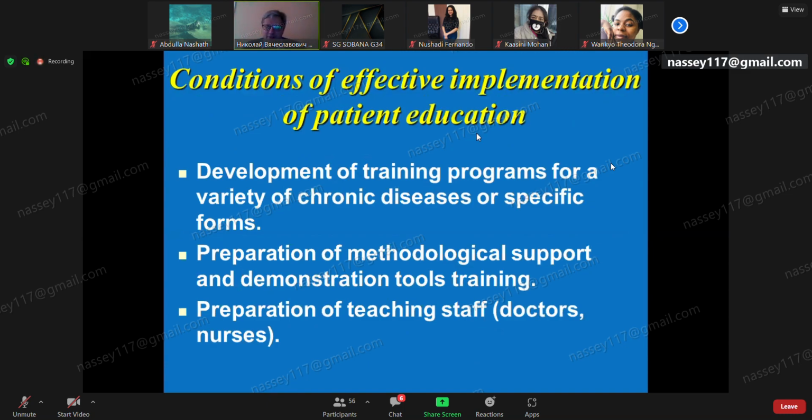As for conditions of effective implementation of patients' education, we should develop a training program, an educational program for them for a chronic disease or specific forms. We should prepare methodological support and demonstration tools for training. We have to prepare teaching staff, doctors and nurses, and a convenient and simple explanation of maybe more difficult to understand parameters or terms.